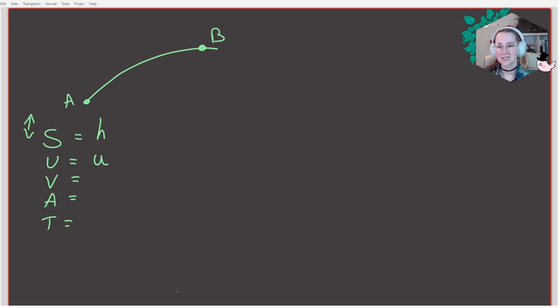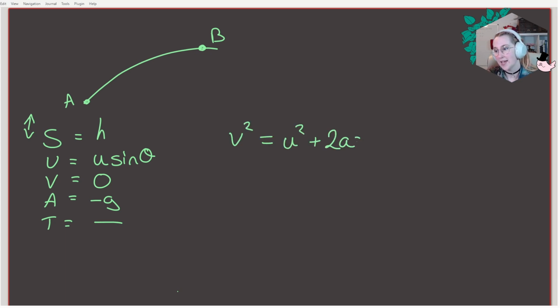Our initial velocity is our u sine theta. Remember, it's being thrown at an angle theta, so we need that sine theta to correct upwards. Final velocity is 0. It turns around. Acceleration is minus g, and no one cares about time. We don't need any time.